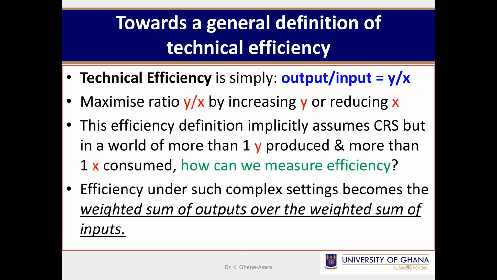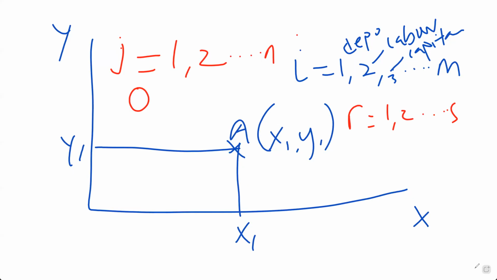So in order to estimate efficiency under complex situations, the y over x will have to be the weighted sum of the outputs over the weighted sum of the inputs. Now, ideally, watch it, somebody might have said that really it should simply be output. This is the singular definition: efficiency is output over input.